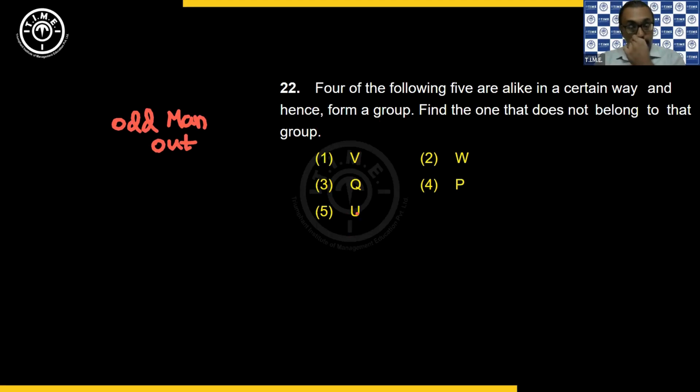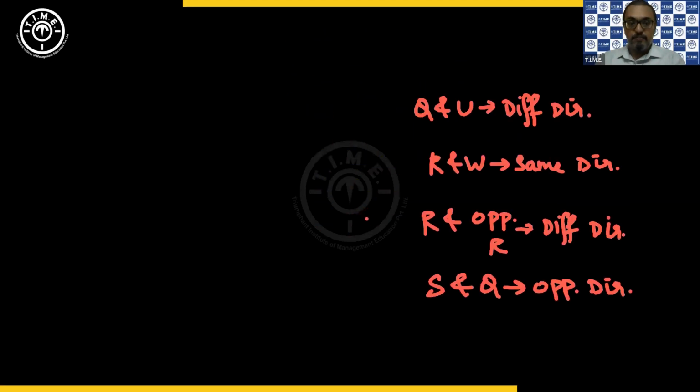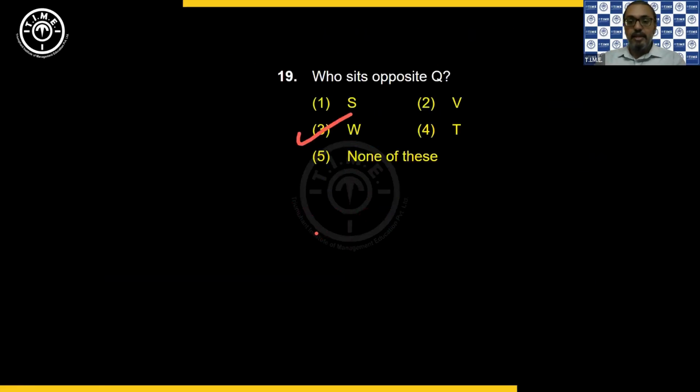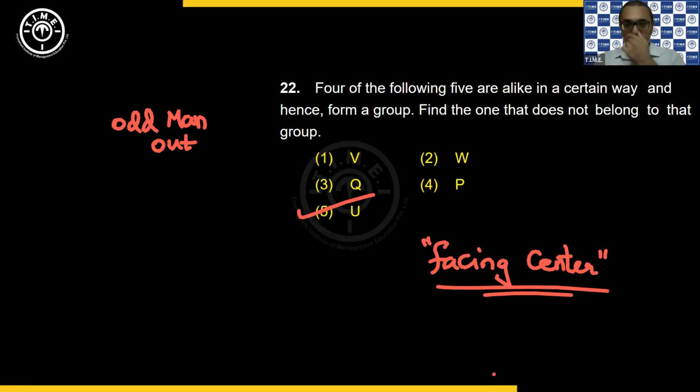We have VW, QPU. So we'll have to look into the directions. So we have V towards, W towards, Q is also towards, P is also towards, but U, if you check, is away. So that means except for U, remaining all are facing center. That is the common logic.